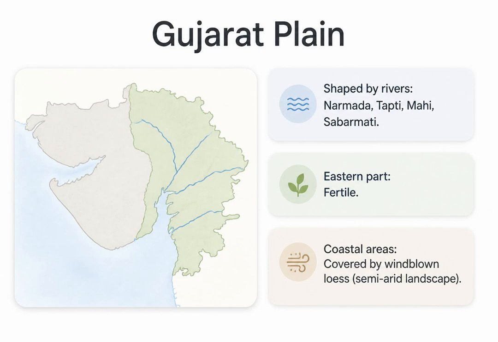Moving slightly east of Kutch and Kathiawar, we enter the Gujarat Plain. This area covers southern Gujarat and the coastal zones of the Gulf of Khambat. It's been shaped over millennia by major rivers like the Narmada, Tapti, Mahi, and Sabarmati.